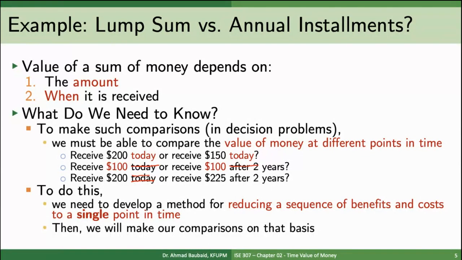And so we're going to reduce a sequence of payments or benefits and costs to a single point in time, and therefore we eliminate the time factor, and then you can just compare the amounts of money directly and choose the one that makes more sense. If it's profit, just choose the one that maximizes profit. If it's cost, choose the smaller one.